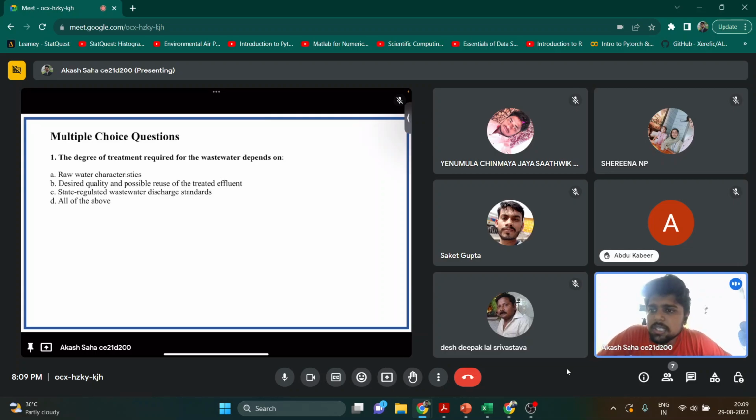So the first question says the degree of treatment required for the wastewater depends on wastewater characteristics, desired quality or possible reuse of the effluent, state regulated discharge standards, or all of the above. So, what do you think will be the correct answer? On what factors is the degree of treatment required depending? All of the above.